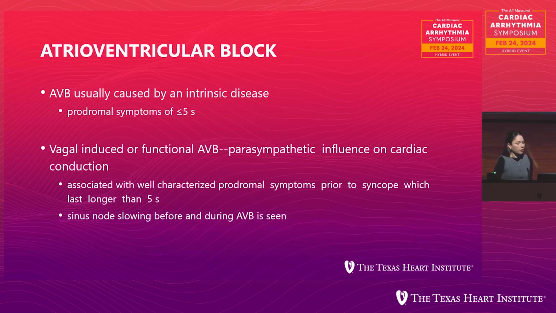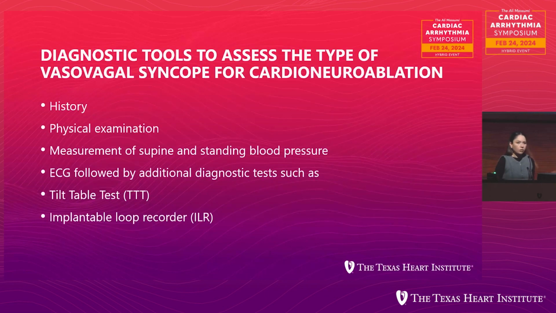The vagal-induced AV block, or functional AV block, gives you a little bit of time, right? More than 5 seconds, you have more prodromal symptoms, and you know that you're going to pass out, and then there you go. You typically see a slowing of the sinus rate first, and then you get your AV block. And you can also do that atropine challenge in those cases to see if it's purely vagally mediated.